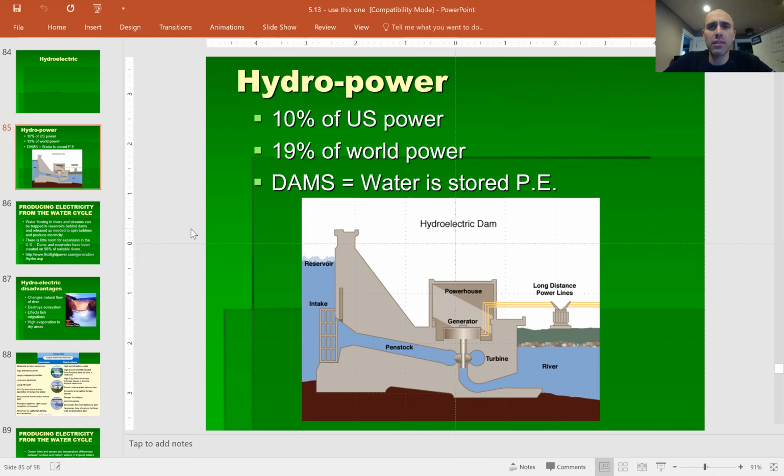So 10% of the US power is from hydropower, and that roughly accounts for 19% of the world's power. When we think of energy, in the simplest terms, we're thinking of potential energy and kinetic energy. And I know you understand what potential and kinetic energy are. Potential energy is stored energy. It's energy usually of height. It's not always the case. That's gravitational potential energy, GPE, right?